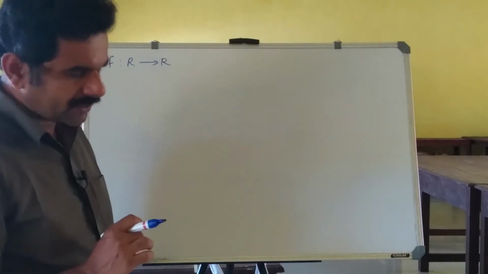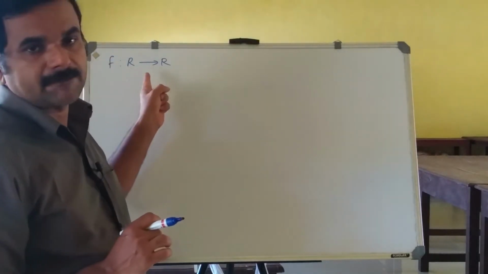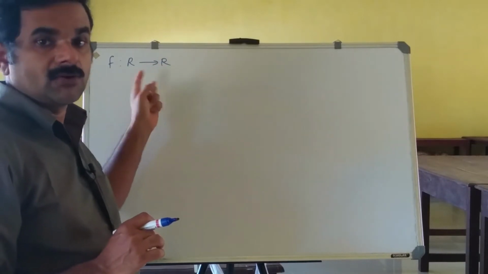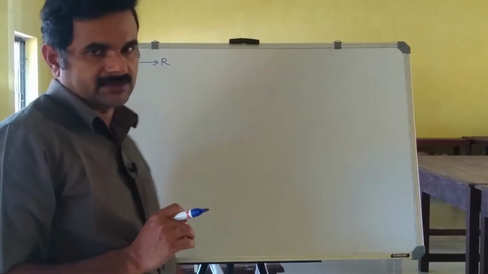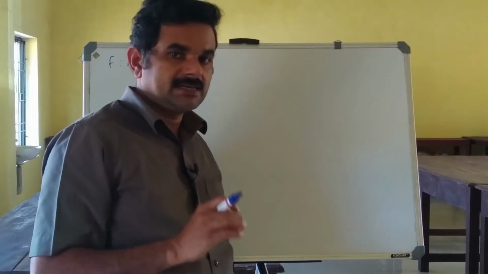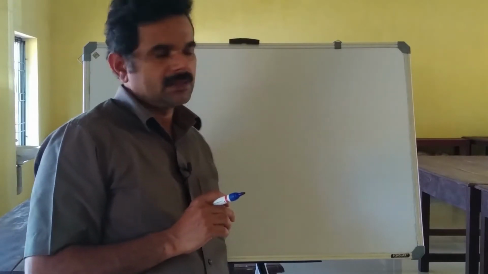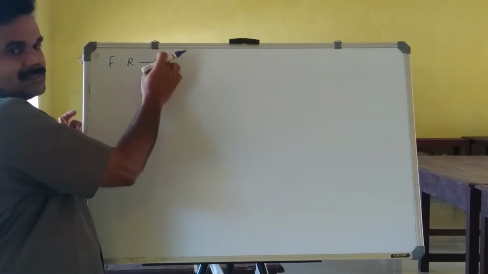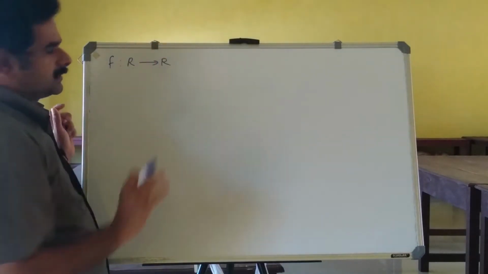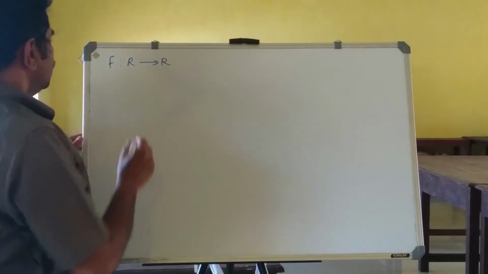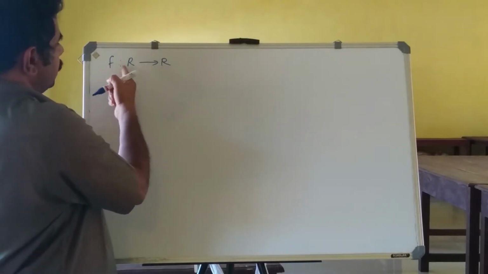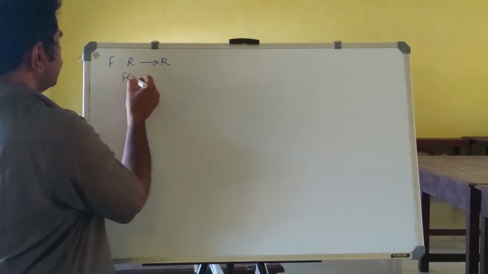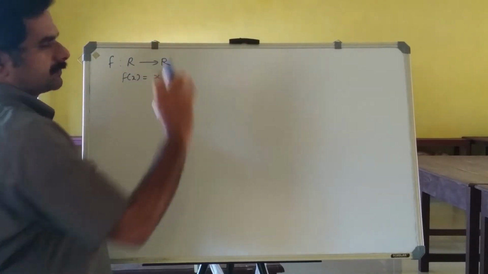Suppose this is a real valued function. What is a real valued function? For this function, the range is either a subset of R or the set R itself. Then we say that the function is a real valued function, because its range is R or its subsets. And f from R to R is defined as f of x is equal to x.